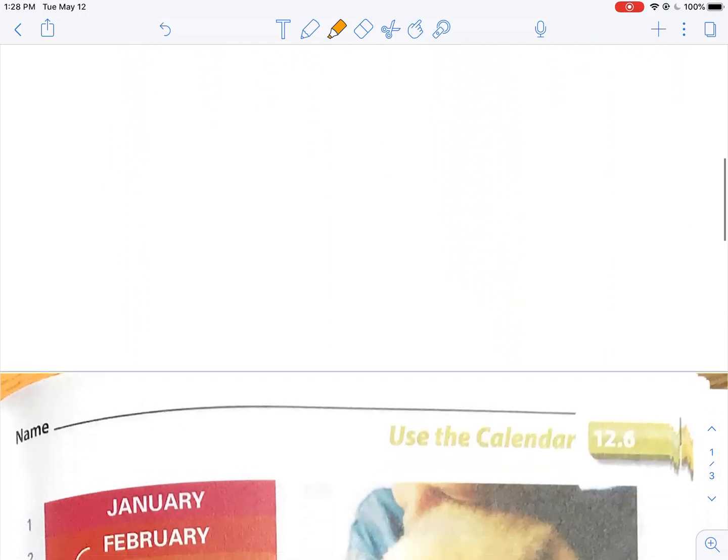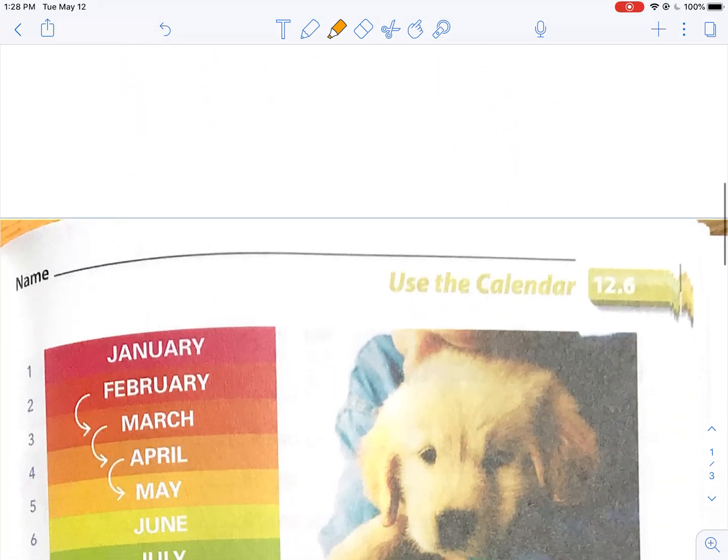So we are turning to page 343 in our book. And there's the cutest puppy on there.